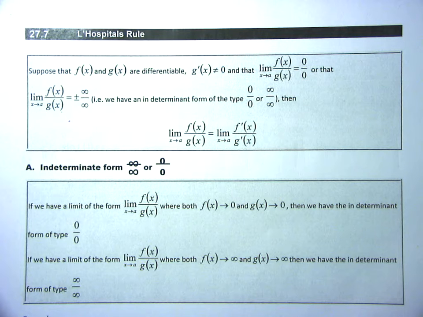So the second method was to simplify the expression and then evaluate again, right? Now we're going to introduce another way of evaluating limits that's even better, but it relies on us having some knowledge of differentiation, which is why we couldn't introduce it back at the beginning of the chapter. So L'Hopital's rule relies on differentiation. And the rule says the following.